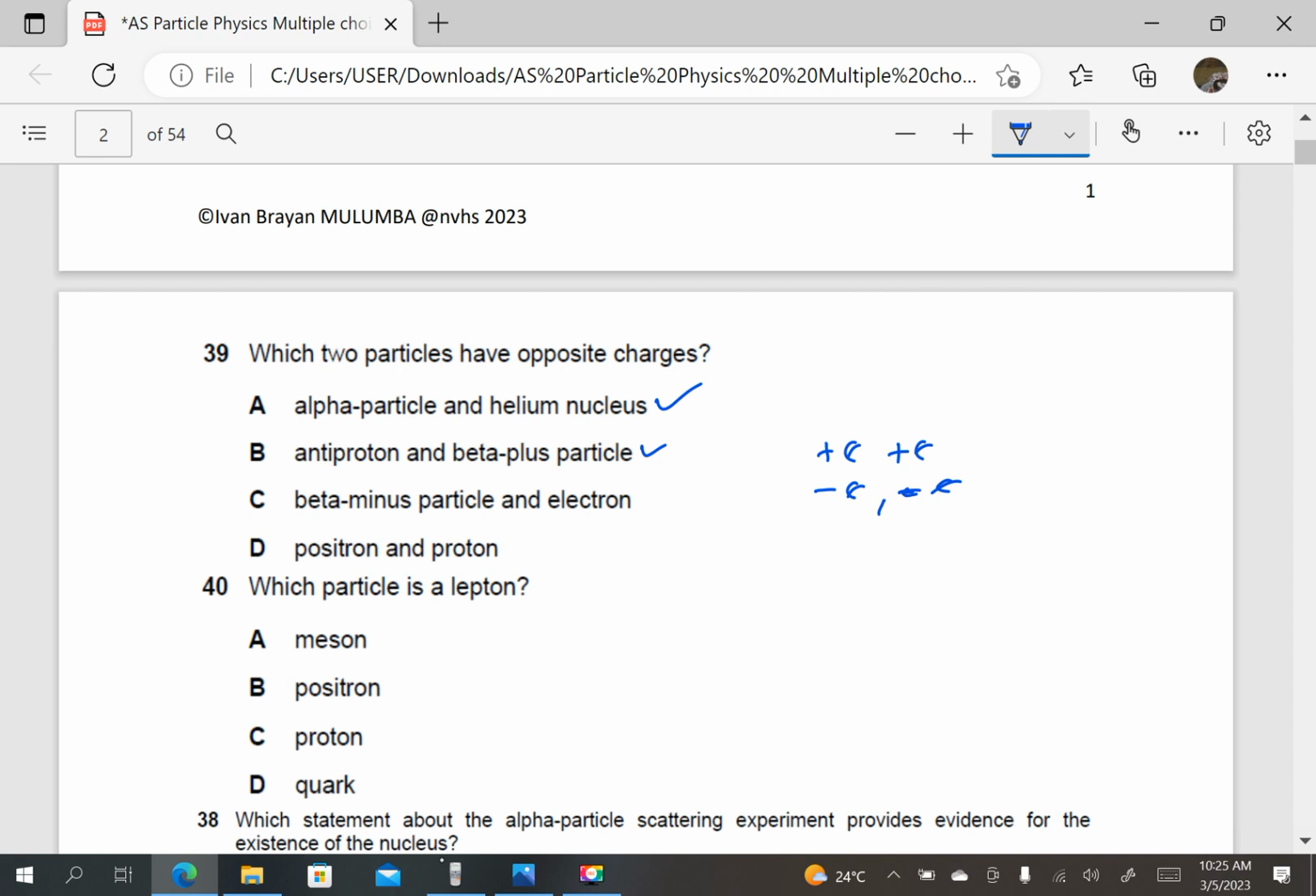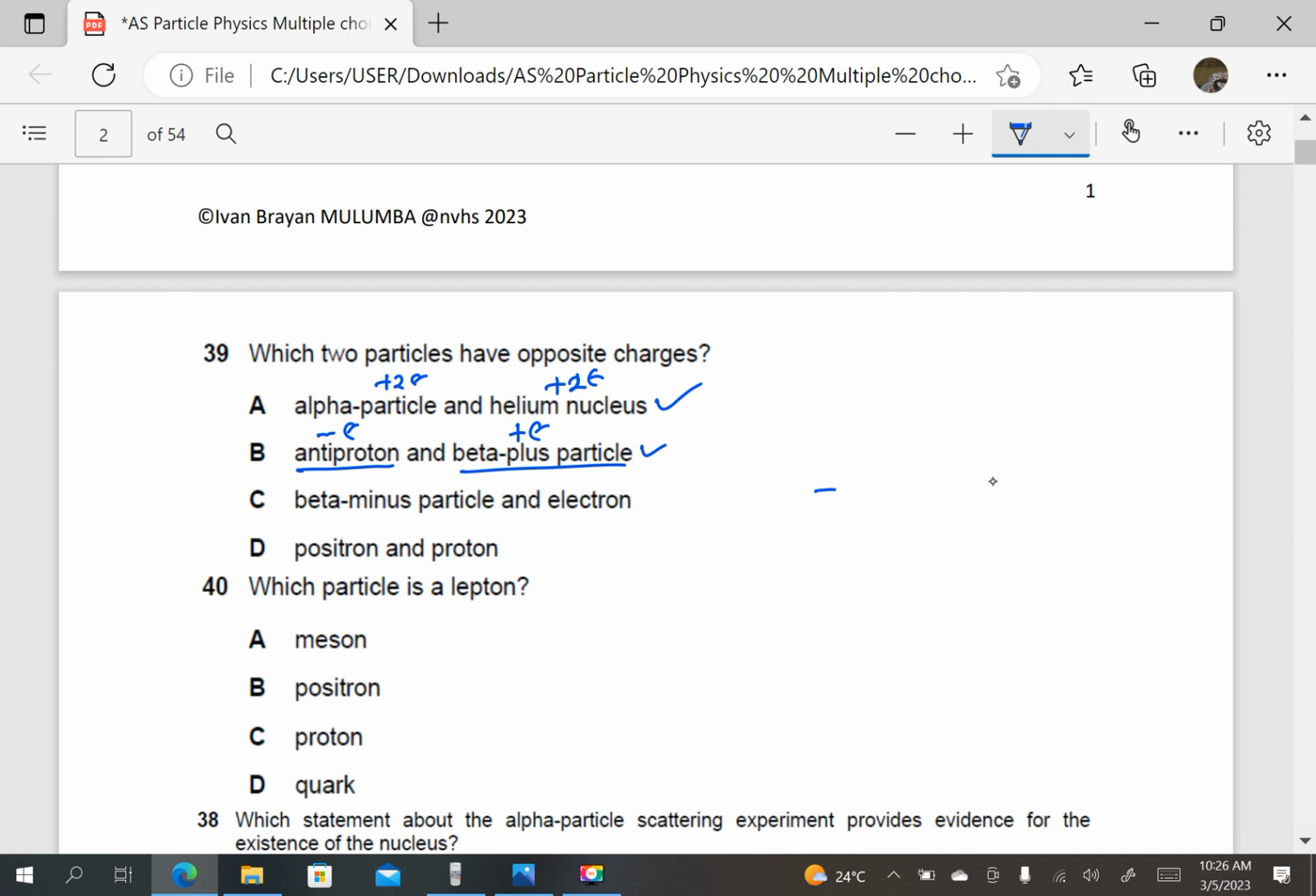Okay. Then a positron and a proton. Or let me go back slightly. I think I made a mistake. Alpha particle is a helium nucleus. The charge is positive 2e. A helium nucleus is positive 2e. Antiproton. The antiproton has a charge of negative e. A proton has positive e, antiproton is negative e. Then beta plus has positive e. So these ones have opposite charges.